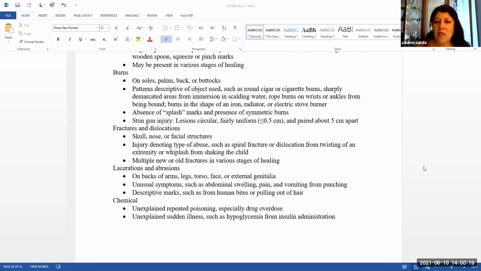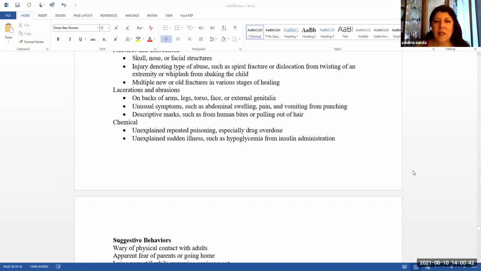Lacerations and abrasions. Here, again, this can be any place on the body. And then you want to also look at bite marks or pulling out of the hair. And forensics can actually determine the size of a mouth from a bite mark. So they can determine if it's an adult bite mark.